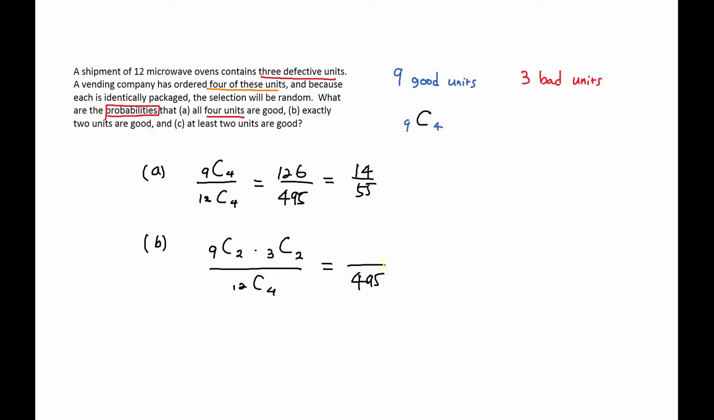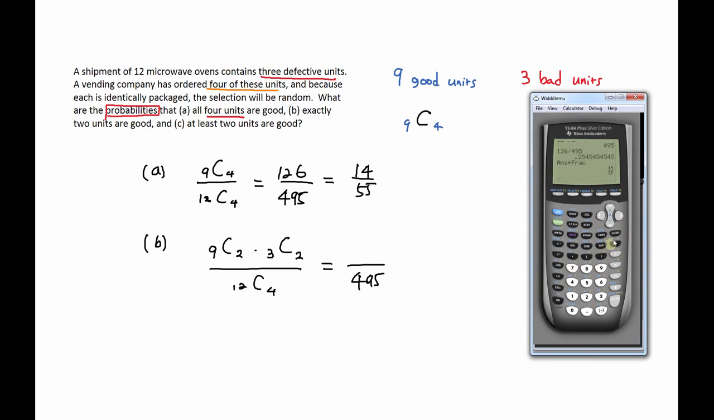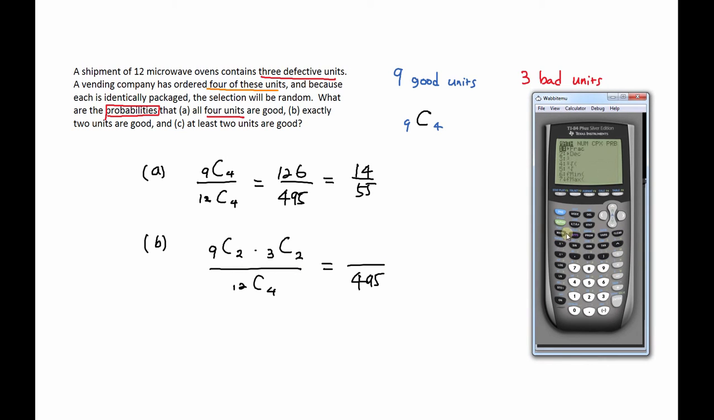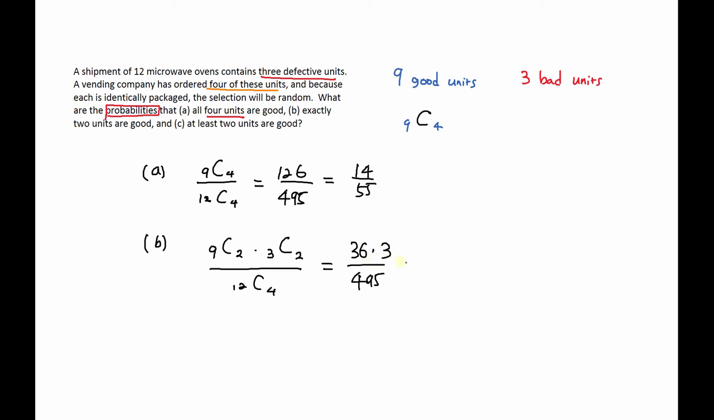So when you perform this, you go to calculator, so 9 math, go to probability and press 3. Oh, I didn't press a number, so you have to press 2 and you want to get 36. And then we have to find the 3 and 2, so 3 math, go to probability, press 3 again, press 2, you get 3. So 3 times 36, you should get 108, and then divided by 495.